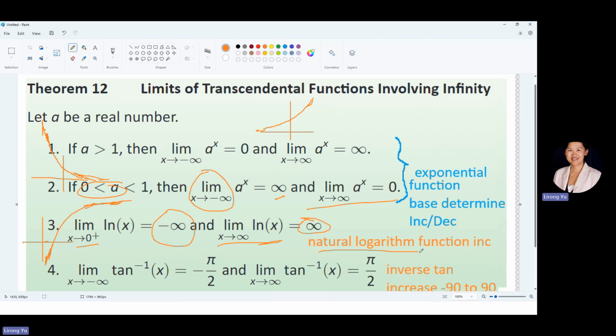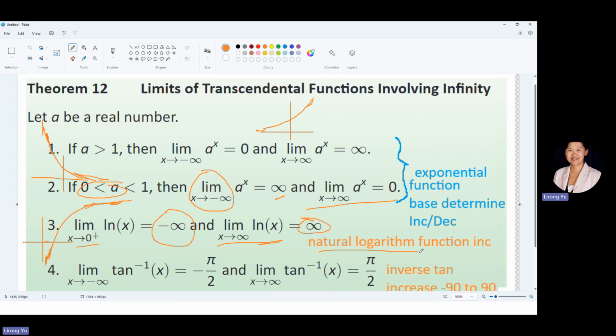For the logarithm function, if the base is bigger than 1, it is increasing. If the base is less than 1, it is decreasing. Logarithms have the same decreasing and increasing behavior as the exponential function. You may remember this from pre-calculus. Any question?